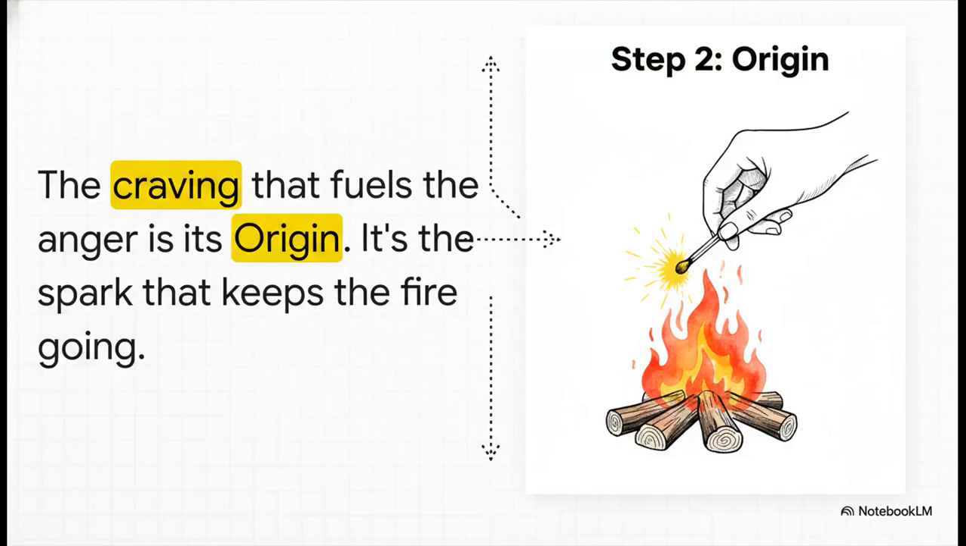Next, we look at what's fueling the anger. What's going on underneath it? Is it the desire for someone to act differently? A craving for a situation to just change? That want, that deep craving that gets wrapped up with the anger, that's its origin. It's the spark that keeps the fire going.